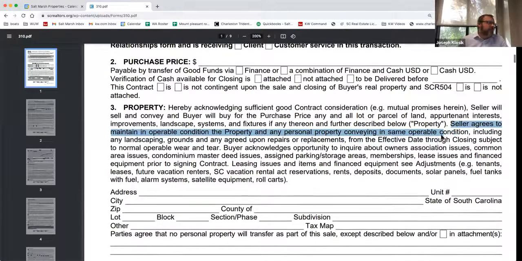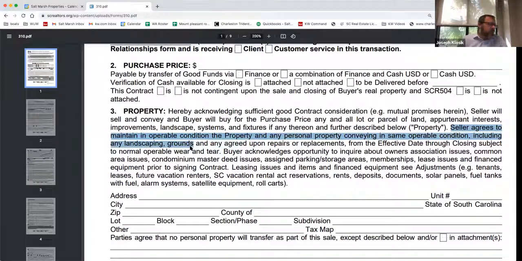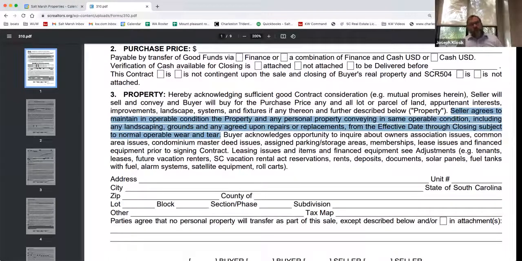Seller agrees to maintain the property in operable condition and any personal property conveying in the same operable condition, including any landscaping, grounds, and any agreed upon repairs or replacements from the effective date through closing, subject to normal wear and tear. So what this sentence in the paragraph is saying, by the way, this is also a good way to consult with your clients in your listing consultation, is Mr. and Mrs. Seller, great, we have a contract. Make sure you understand what this contract states is you have to maintain the property from here forward, just as if you were living in it.